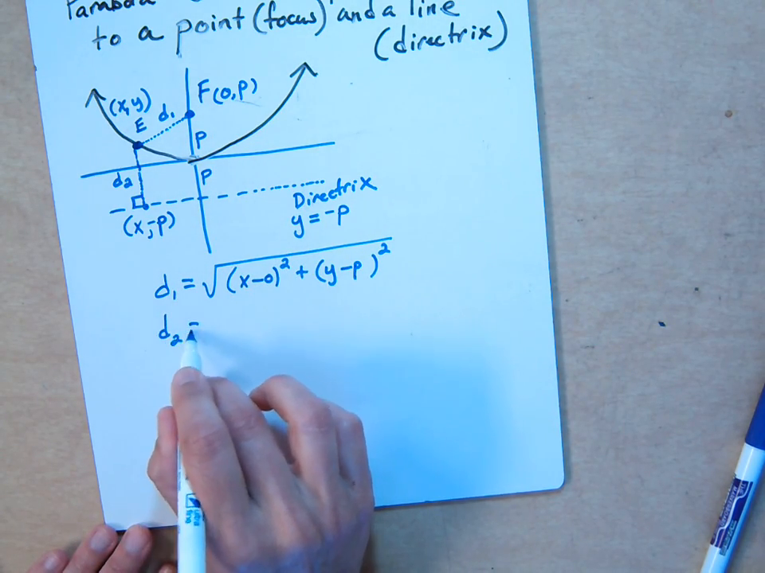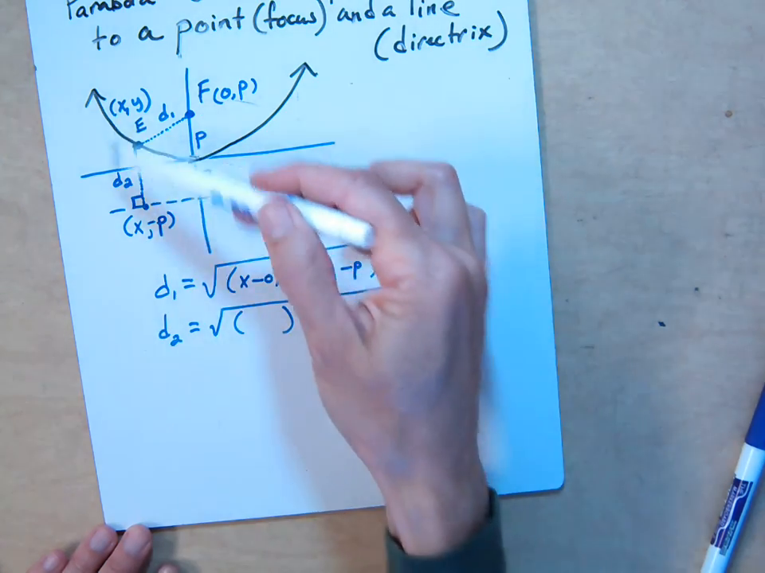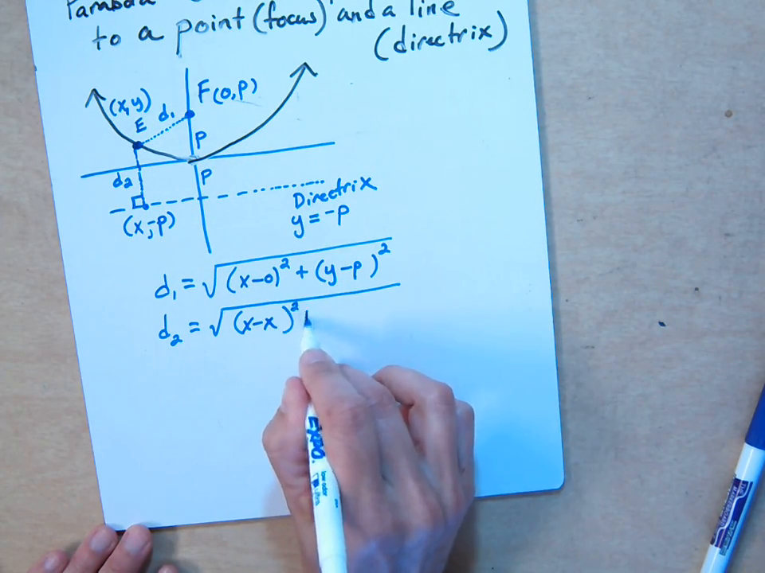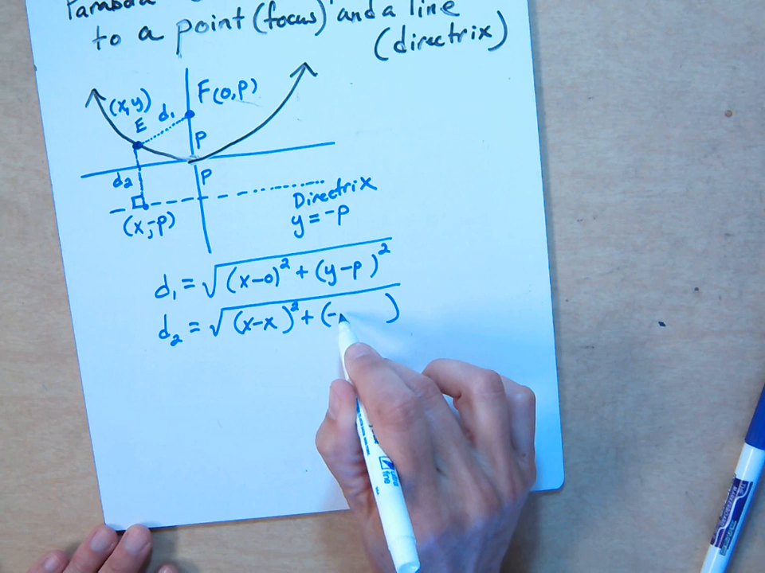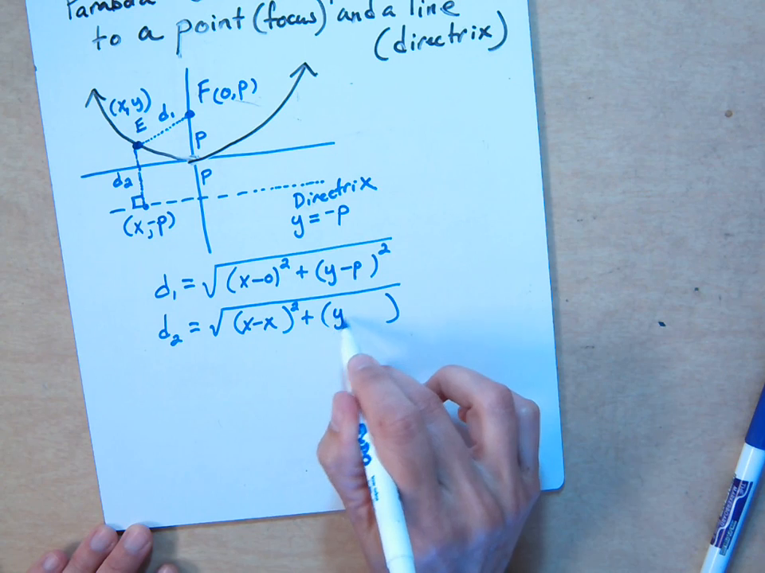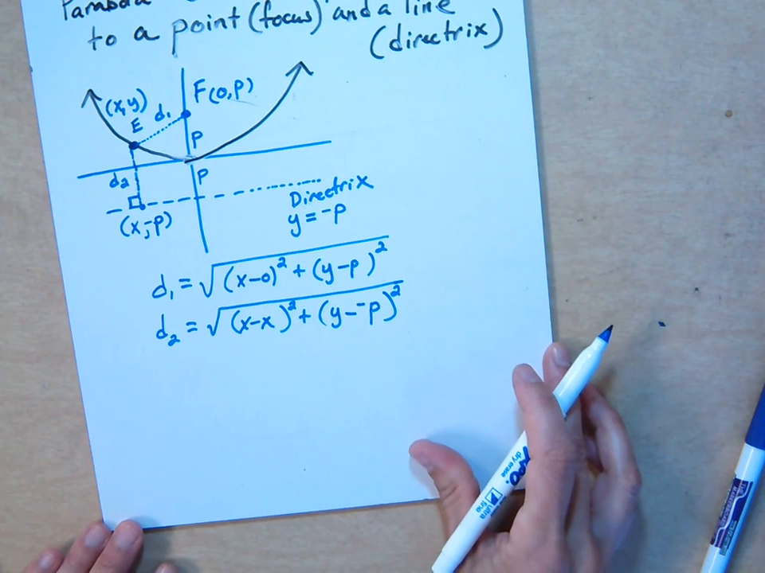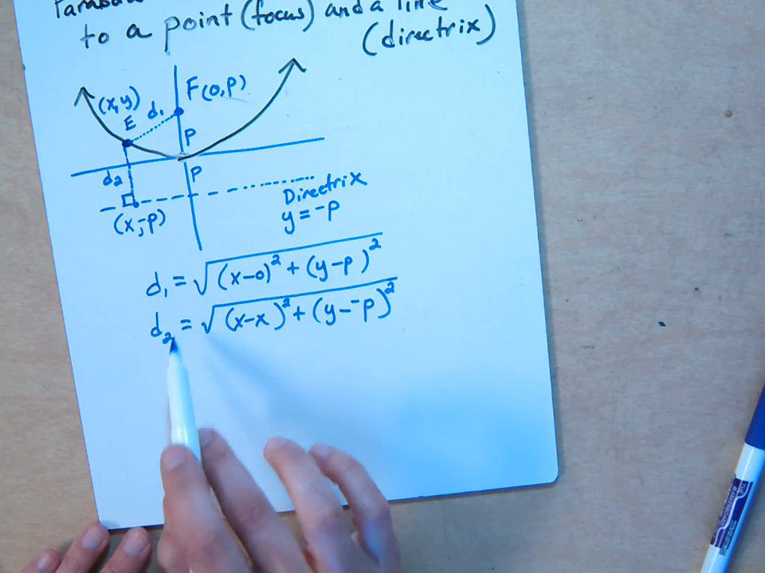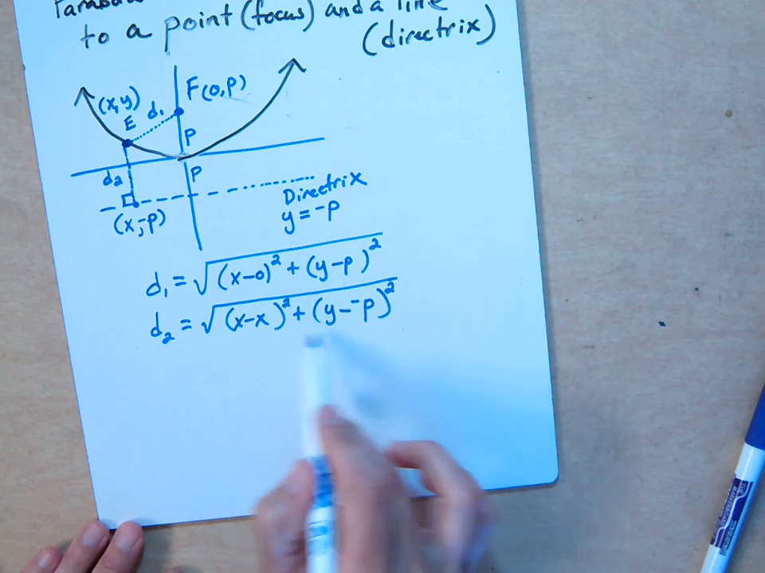And then the second distance is the square root of the x coordinates subtracted, x minus x, that's just nothing, but we'll write it here, squared, plus the distance in y, y minus negative p, squared. Okay, so we've got that, and if we square both sides and set these equal to each other, see how the radicals disappear? So we just get this equals that.